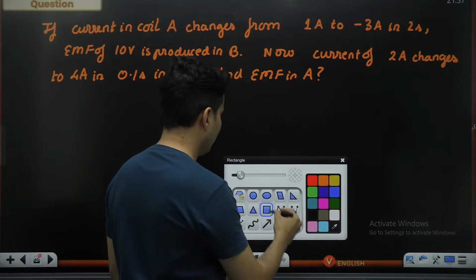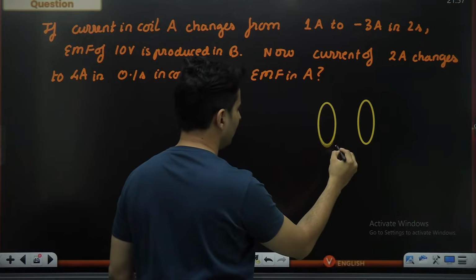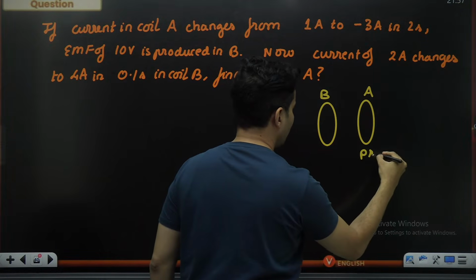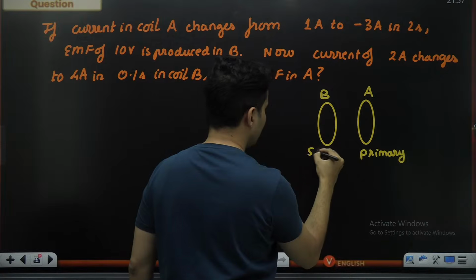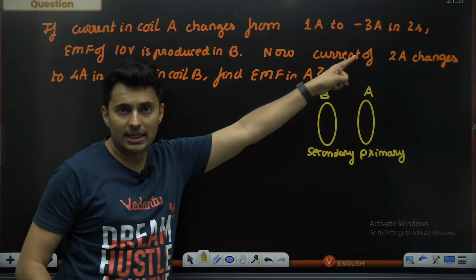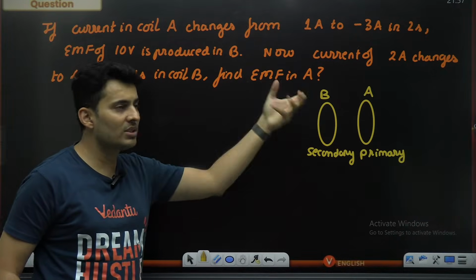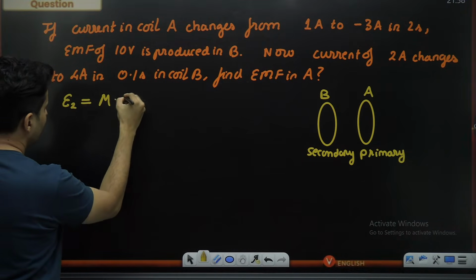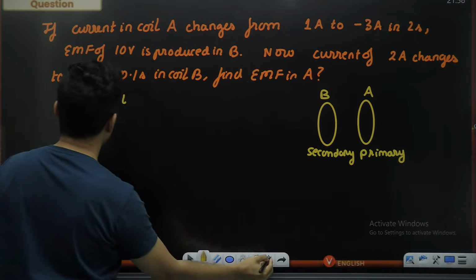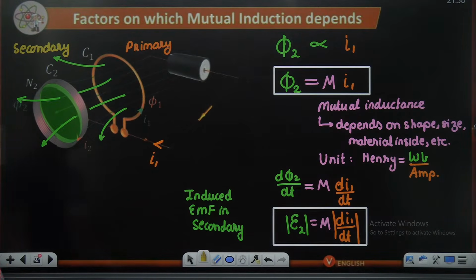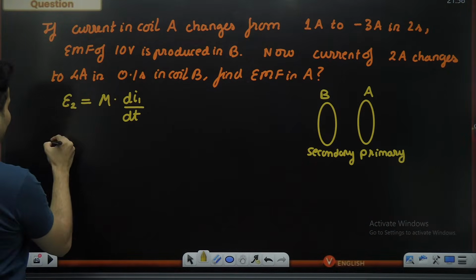Let's understand the first scenario. This is coil A, this is coil B, assume. This is primary, this is secondary. In coil A, the current is changing this much. An EMF is produced in coil B. So if I use my formula, E2 is mutual inductance into di1 by dt. Remember, this was our formula which I told you. E2 is M di1 by dt.